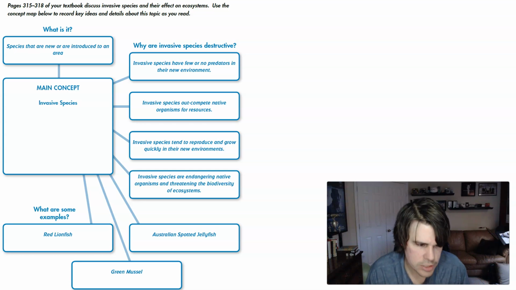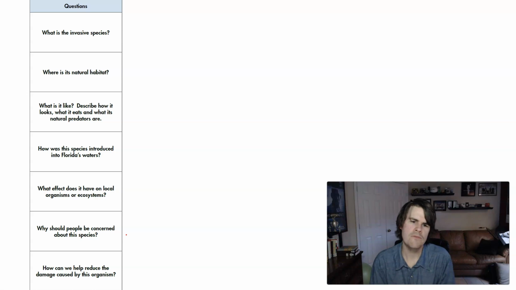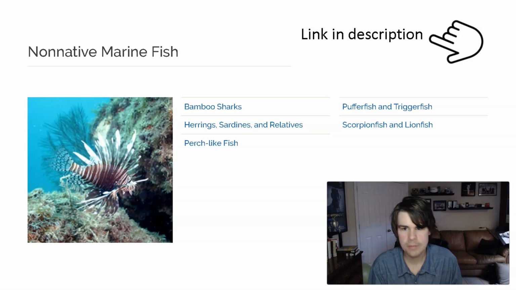Sometimes extinctions can happen and species can change, not just by mutation, but also by the introduction of different species. Your assignment will be to pick one invasive species in the marine system in Florida and answer these questions. I'll email out this form so you can fill it out. It'll be due next week. Here is the website. The link will be in the description. Hopefully it will work. Here are some examples you can pick from, do a little research, and answer them for me.